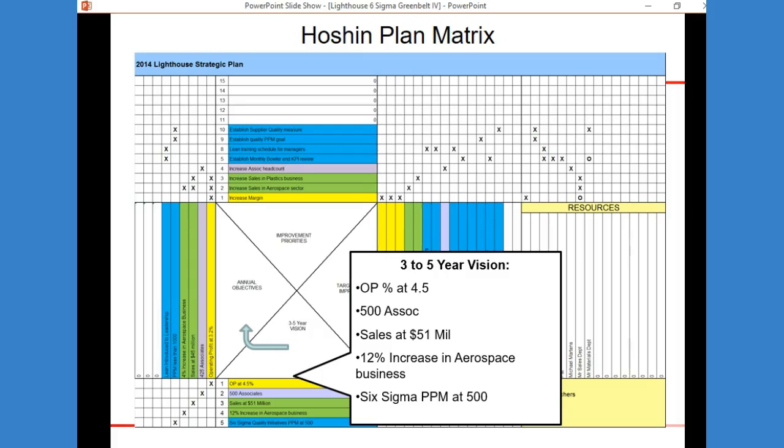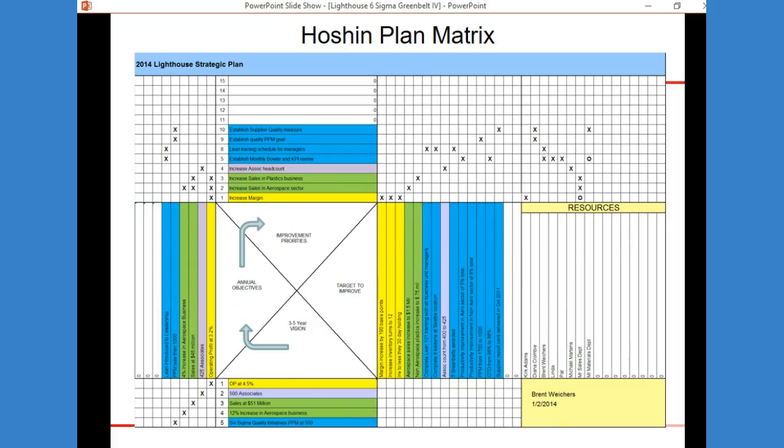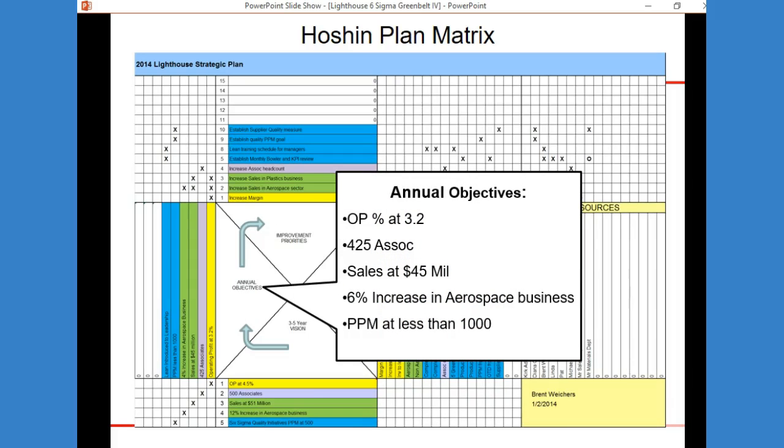We develop this vision and then we throw it out there and say, okay, everybody do those things. Well, what a Hoshin plan does is say, okay, great, I've got my 3 to 5 year vision, but what does this year look like? So how do I take that 3 to 5 year vision and say, well, this year I'm not going to be at the 5 year vision, of course, but what does it look like this year?